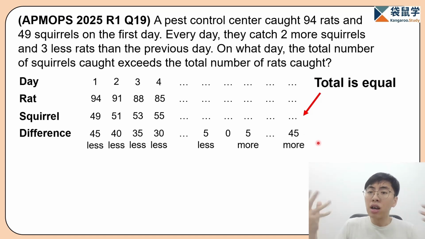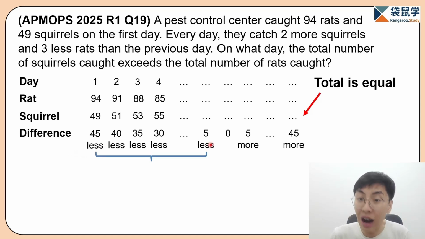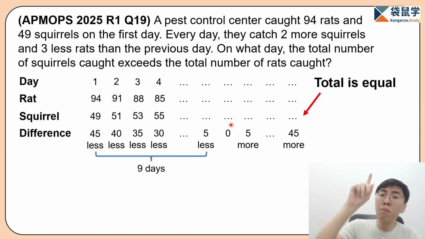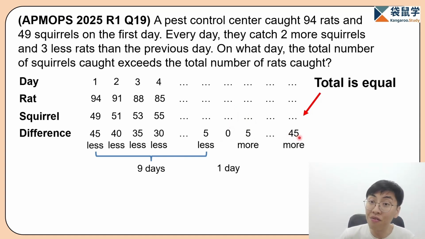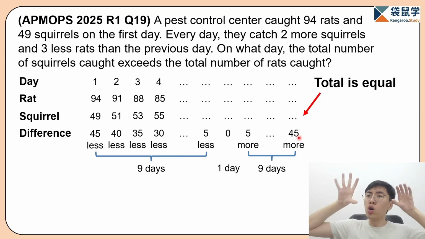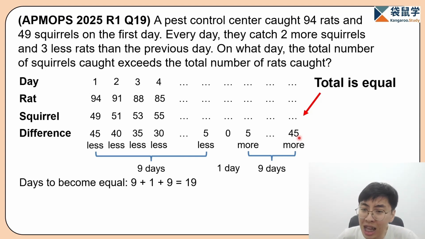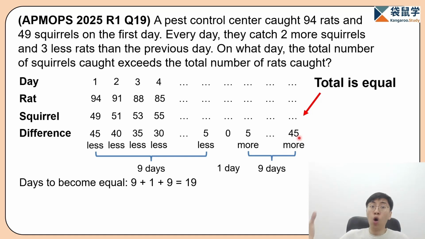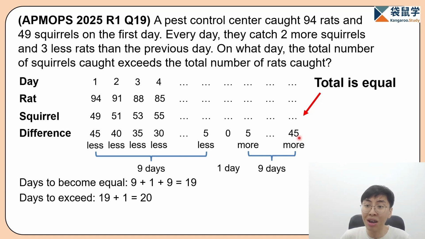Let us see how it is like. From 45 to 5, how many days is that? That is just going to be 9 days. On this last day, 0, one more day over that. From 5 to 45, since we know that it is symmetric, how many days is that, everybody? Just another 9 more days. So in total, we just add 9 plus 1 plus 9 equals 19 days. For 19 days, the total number of rats is equal to the total number of squirrels. And we realize we just have to add 1 to it, and it exceeds the number.